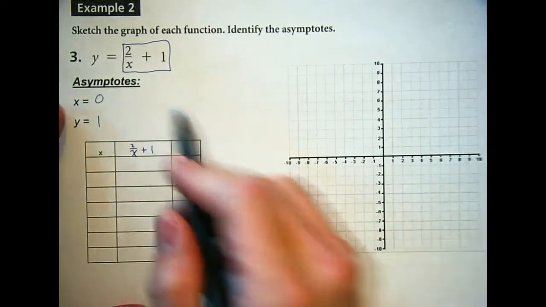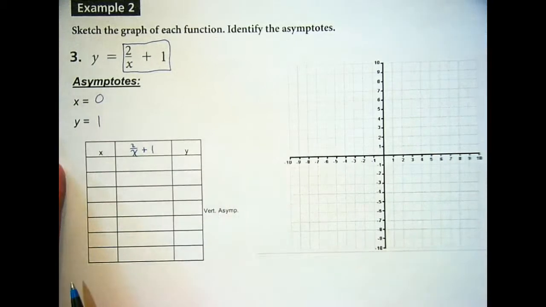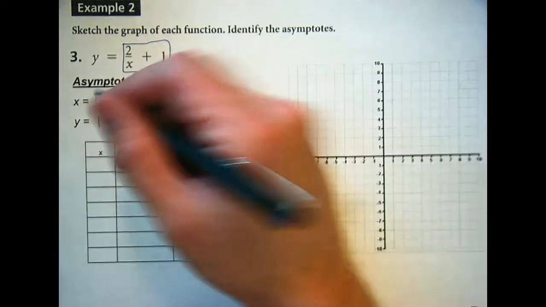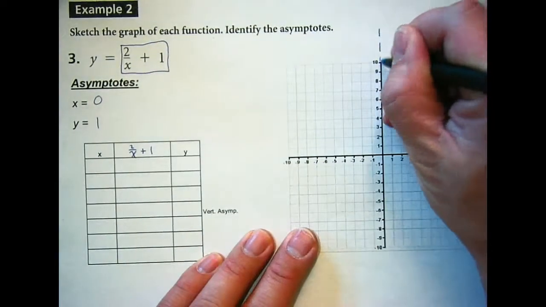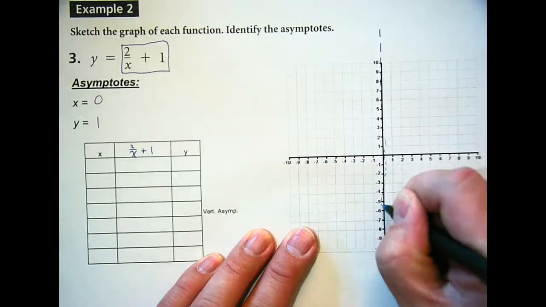So our x asymptote, is that our vertical or horizontal? Vertical. Horizontal because the x. Okay, let's see. X equals 0. That's this line right here. It's where x equals 0. Is that vertical or horizontal? Vertical. That is a vertical asymptote.